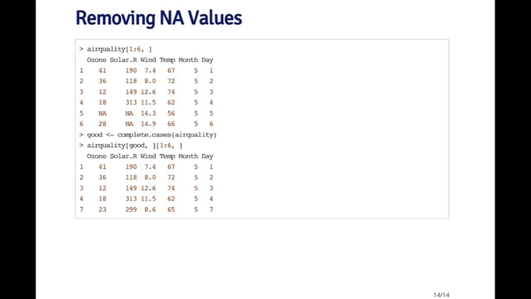So I can use complete cases on the air quality data frame, and I create a logical vector that I call good here. The logical vector tells me which rows are complete. Then when I subset out the air quality matrix, and I take out the first couple rows, you can see that none of the rows have any missing values in them. So that's subsetting out missing values, and complete cases is a very handy function when you have multiple sets of vectors or large data frames where you want to subset out all the missing values.